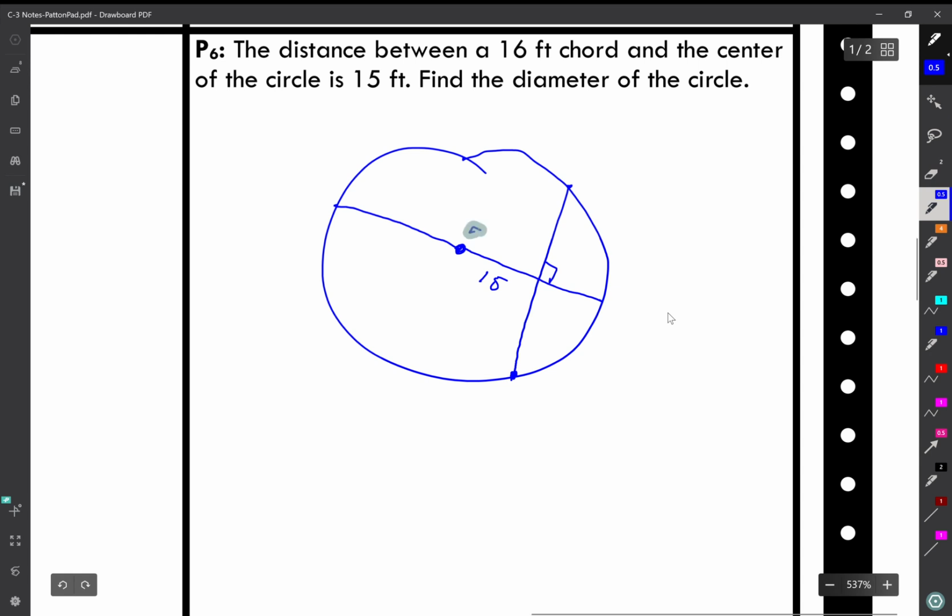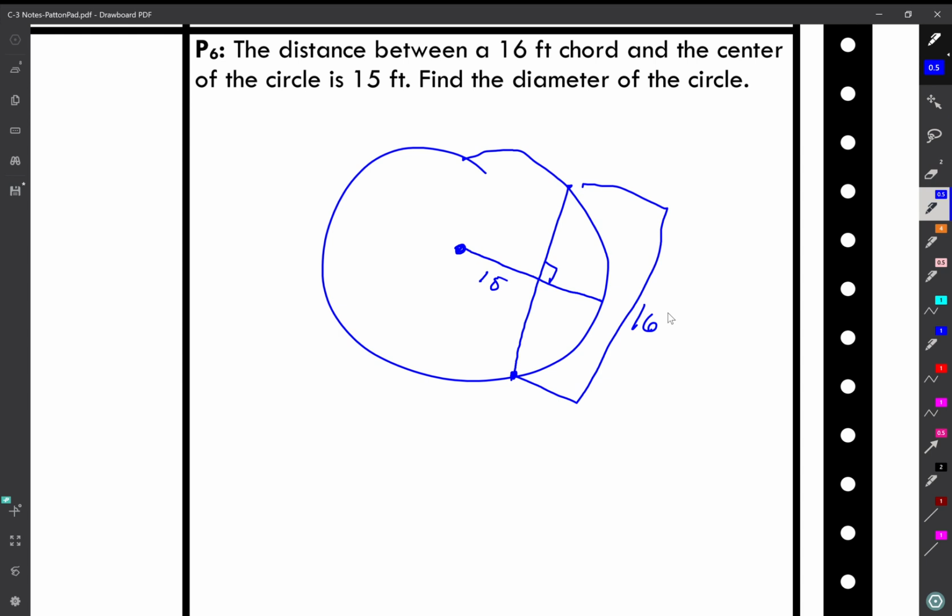So, I know that this distance from here to here is 15. And then I also know that the whole entire chord is 16. So, if I'm trying to find a diameter, let's find a radius first, and then we can find the diameter from there. Alright, I know this is a right angle. Okay, since this is perpendicular, this is going to be bisected, so this side will be 8.